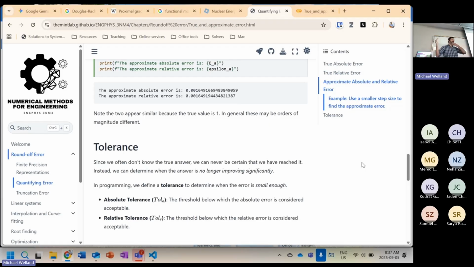Right? Because I could keep taking a smaller and smaller and smaller step size. At what point would I be able to say algorithmically that this is good enough?